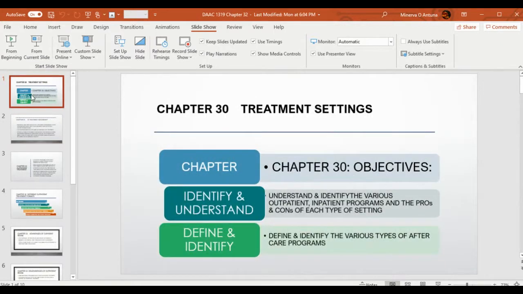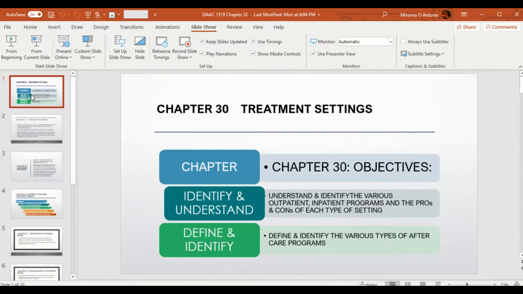Hello, students. Well, we can see the light at the end of the tunnel now, and we're starting week 15. Yahoo! And so today we're going to be talking about chapter 30, and it involves treatment settings.